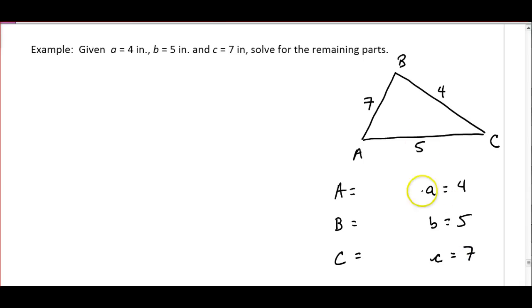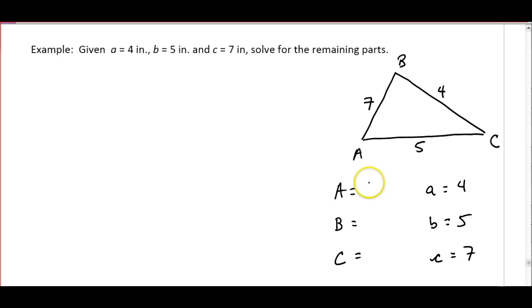So the first thing you'll notice here is that I don't have any side and angle that match. I don't have angle A inside A or angle B inside B. So what that tells us is that we cannot use law of sines, because in order to use law of sines you need to have an angle and the side that goes with it. So since I can't use law of sines, I need to use law of cosines.